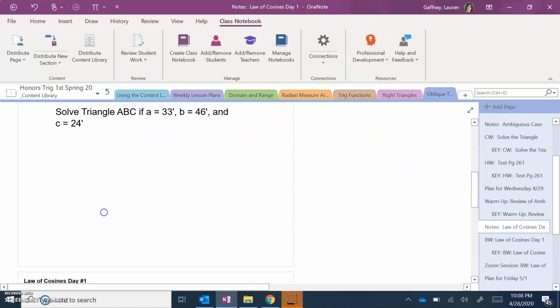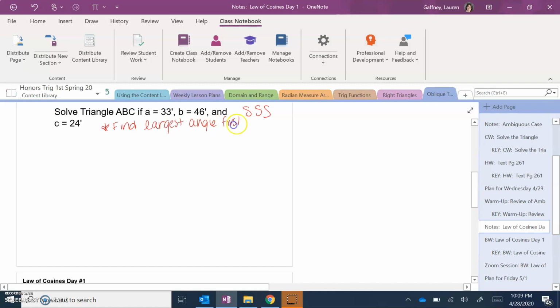So it says solve triangle ABC if a is 33, b is 46, and c is 24. Here we're given side, side, side, so we're good to go. We should use the law of cosines here. The key thing is we want to find the largest angle first, always, and I can elaborate on that in office hours Thursday. I'm just going to draw a rough sketch here. It is not going to be to scale at all. Please make sure that you label these appropriately.